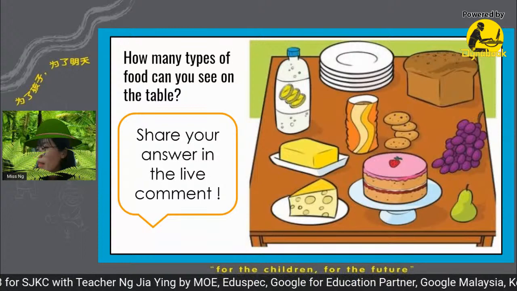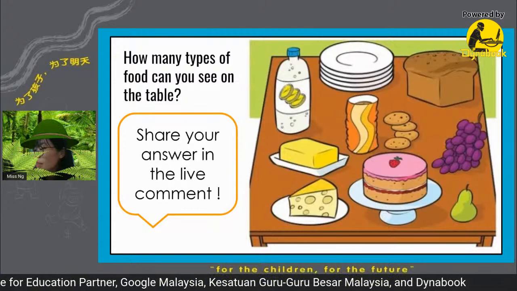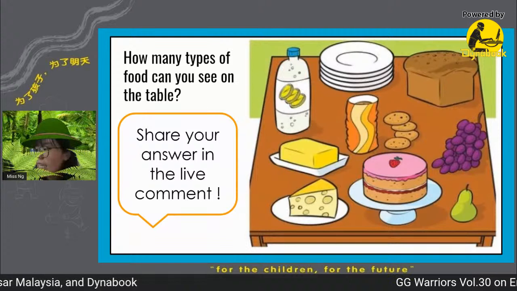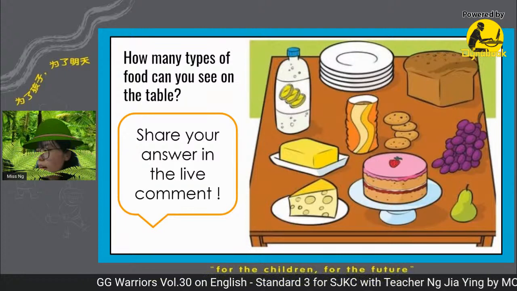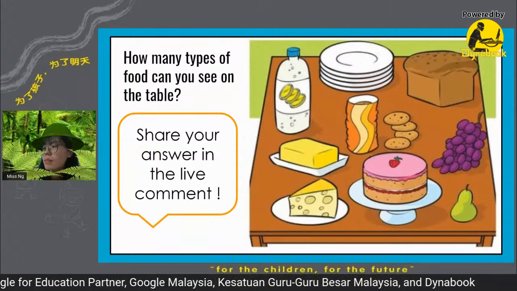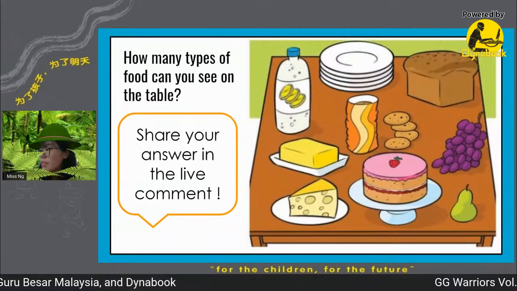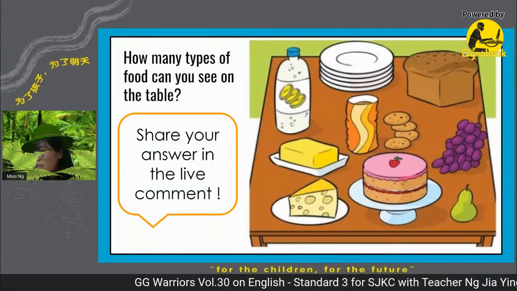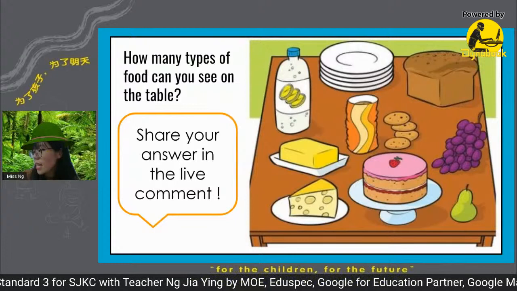Okay, 10. Some more. 9, 9, 10. Everyone, how many types? You do not need to name the food yet. How many types of food can you see in the picture now, or on the table? I see a lot of 9, 4, 10, 8. A lot of you mentioned 8 and also 10.